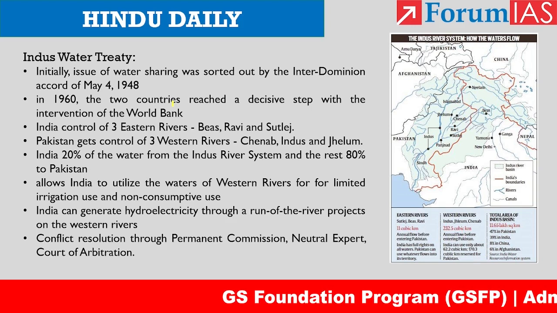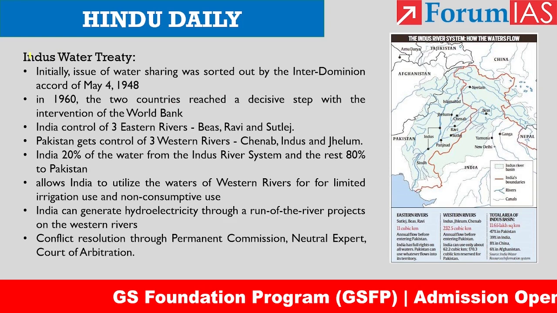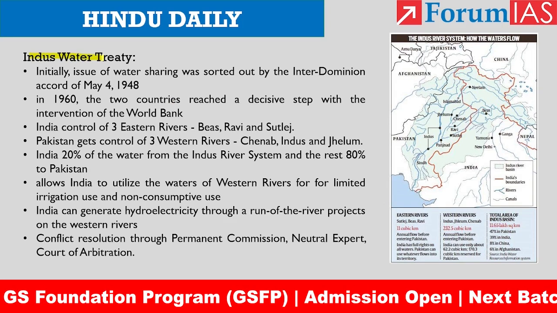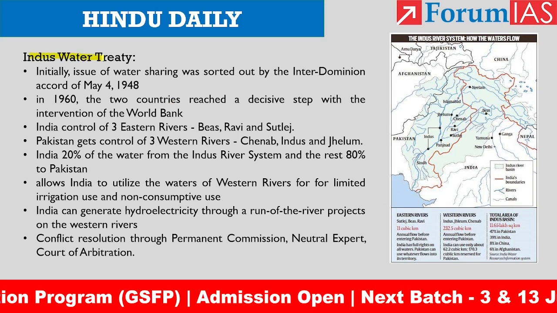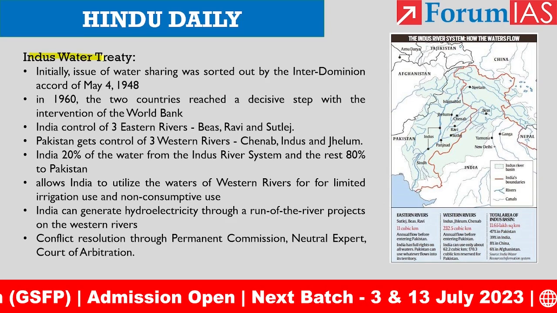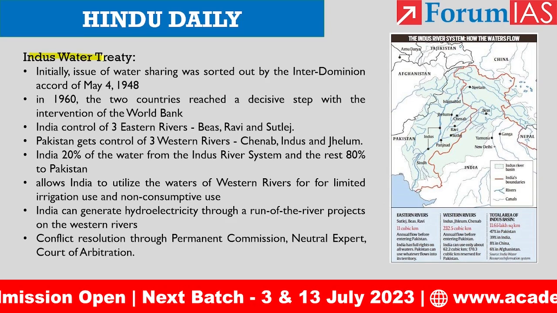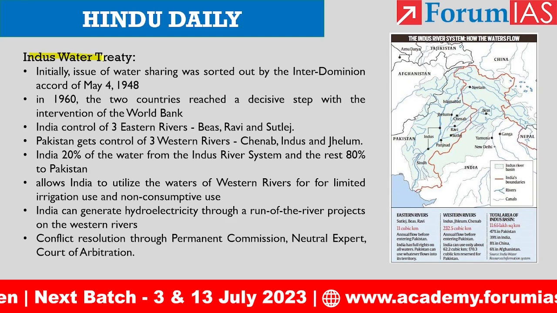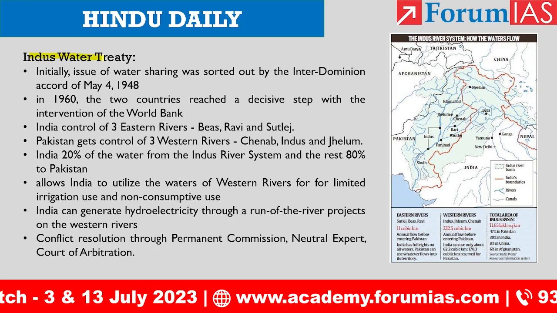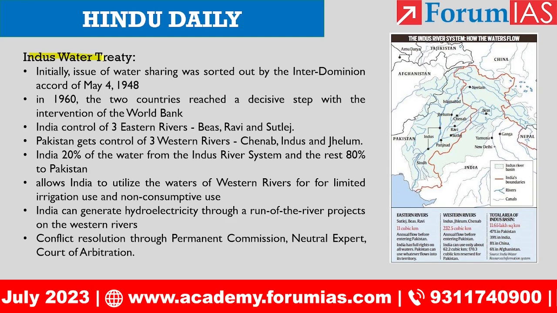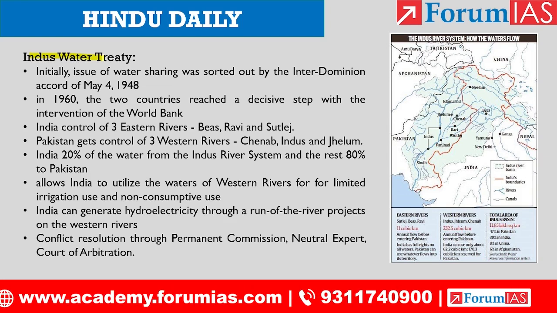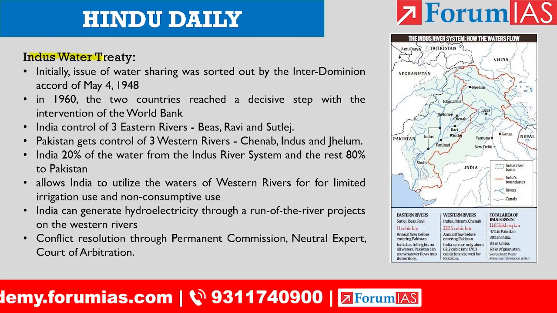So, in this context, let us know about the Indus Water Treaty. See, the 6 rivers of the Indus Basin originate in the Himalayas or Tibet region. These rivers are Indus, Satluj, Beas, Ravi, Jhelum and Chenab. These rivers flow across the Himalayan ranges to end in the Arabian Sea.